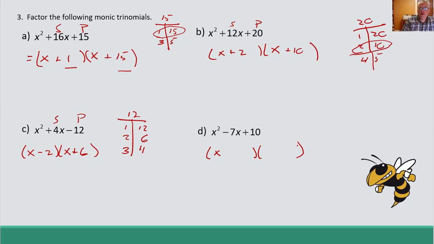Let me see. The sum is negative and the product is positive. That means both are going to have to be negative. Okay. Let me see. Multiplies to 10. We could do negative 1 and negative 10. I don't think that works. It's going to be negative 2 and negative 5. All right.